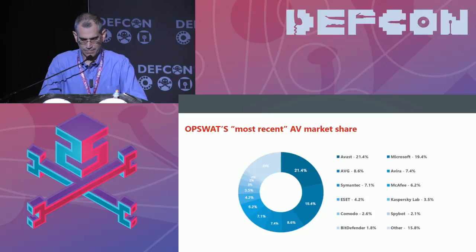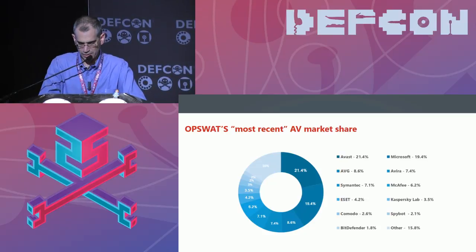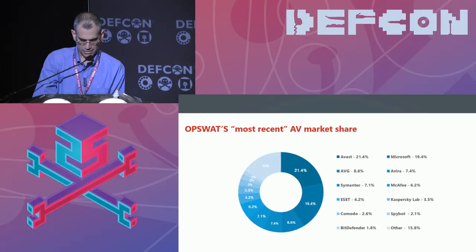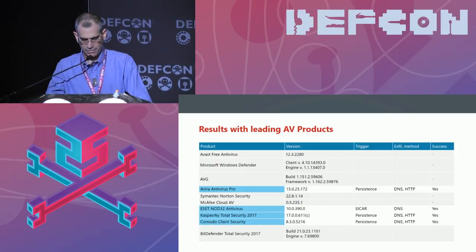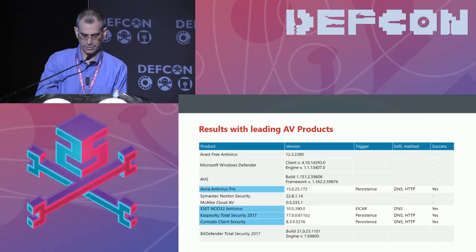We have market share research from OpsWatch showing 11 leading antivirus vendors. Again, due to time restrictions, we only tested 10 of them. We had to omit SpyBot. And the results are that Avira Antivirus Pro, ESET NOD32, Kaspersky Total Security, and Komodo Client Security were found vulnerable to this attack technique. So 4 out of 10.